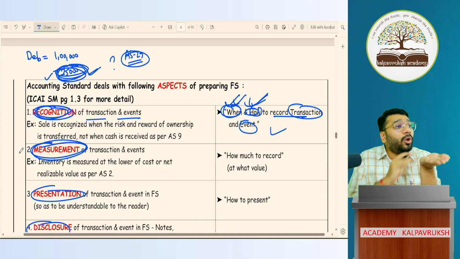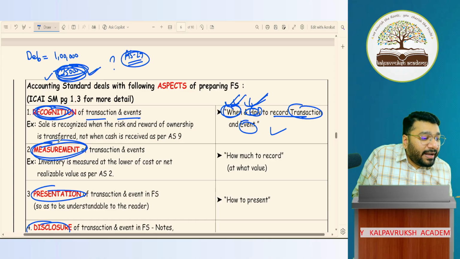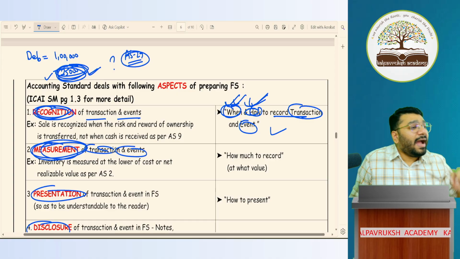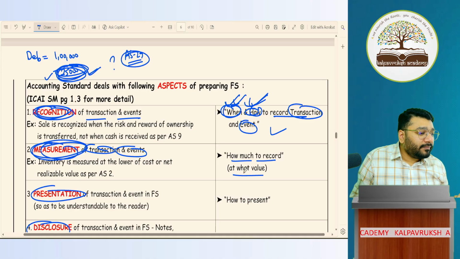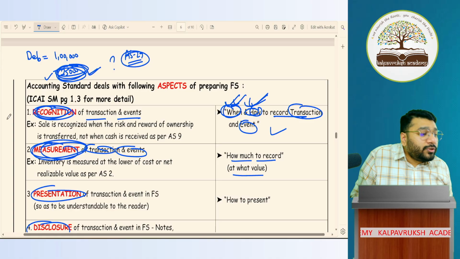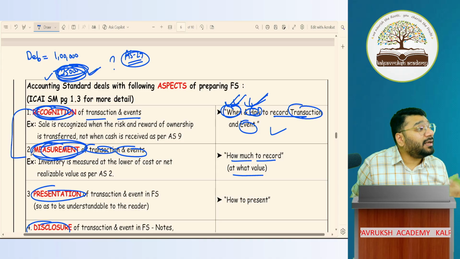So they're telling us what should be the value of the transaction. So measurement of a transaction event means at what price or at what value should I record the entry? How much to record? At what value should I record? Got it, not got it? Using these two, I'll be able to pass the journal entry.